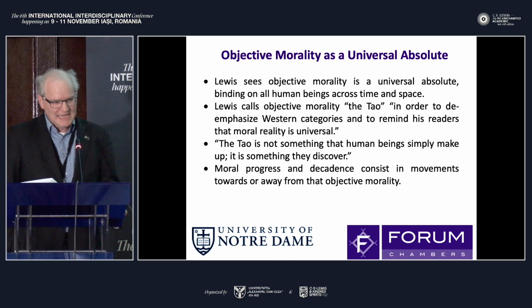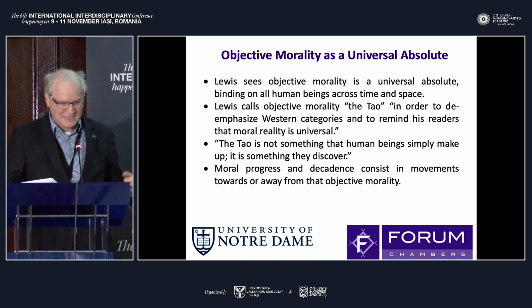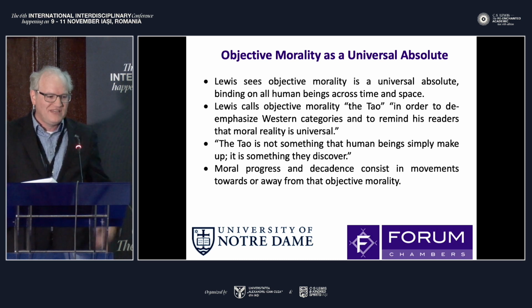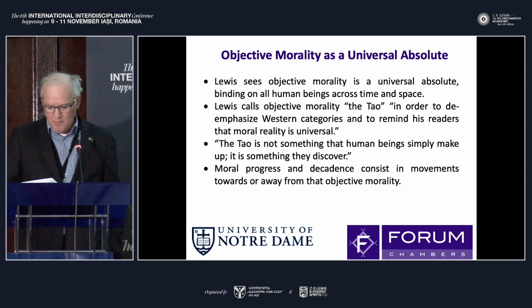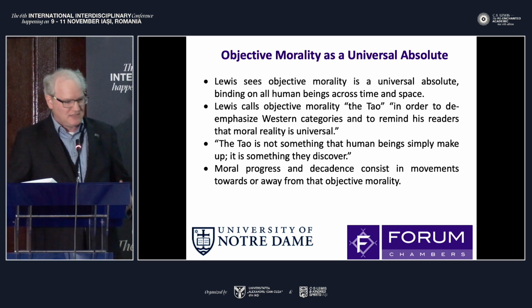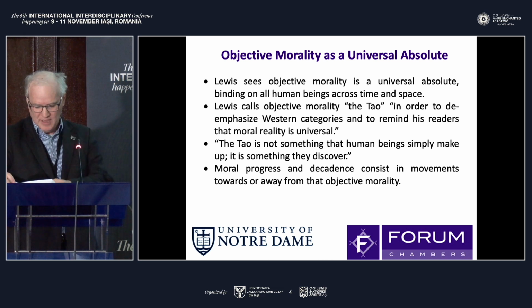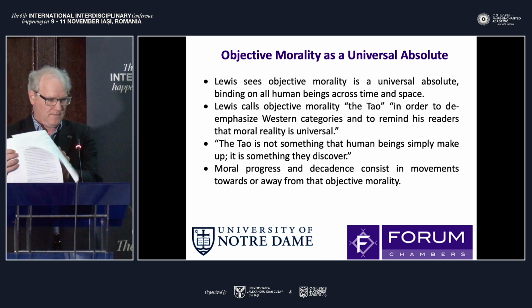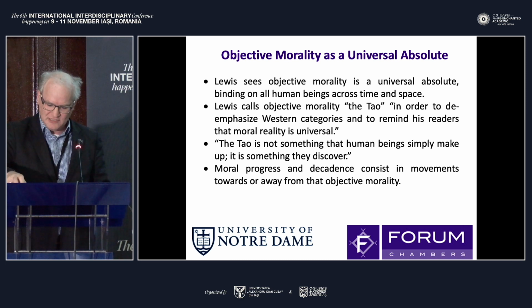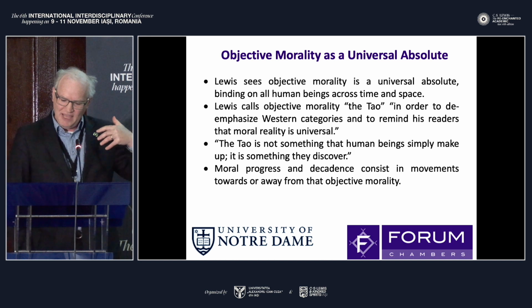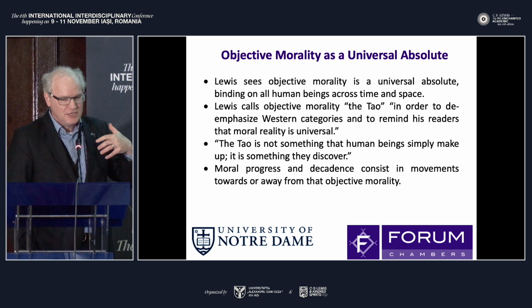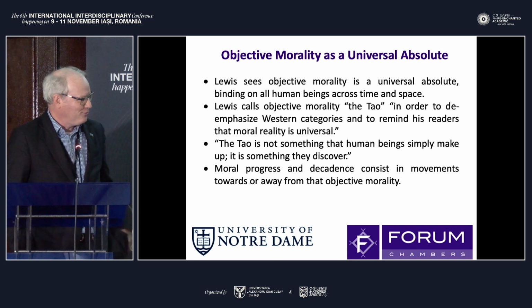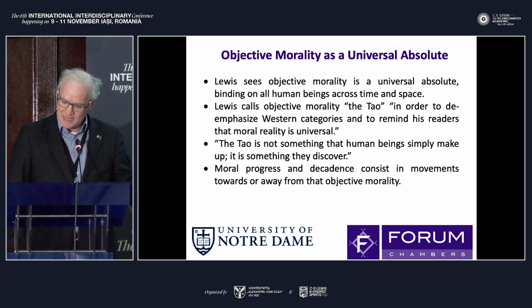And so Lewis sees objective morality as a universal absolute, binding on all human beings over time and space. He calls it the Tao, in order to de-emphasize Western categories, to remind his readers that moral reality is universal. And he wants to remind his readers that the Tao is not something human beings simply make up, it is something that they discover. And indeed, against historicism, against the naive belief in progress, he says you have to know where you're going in order to know whether you're progressing or regressing.